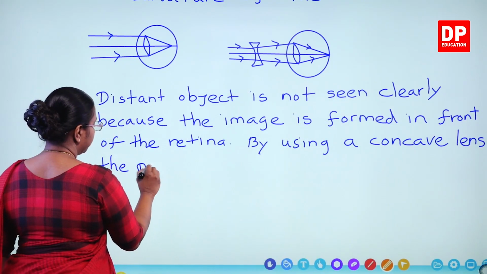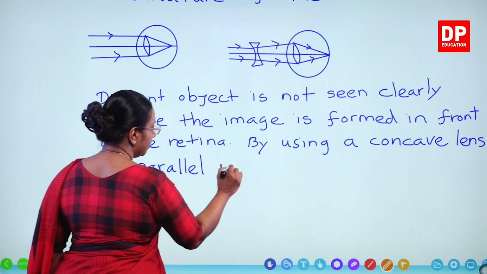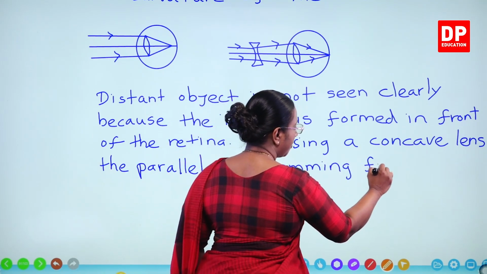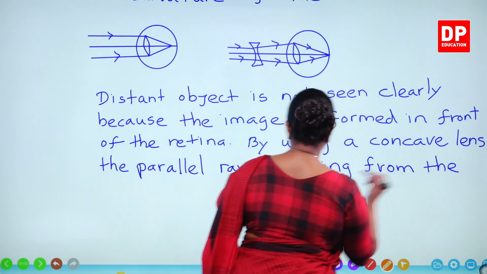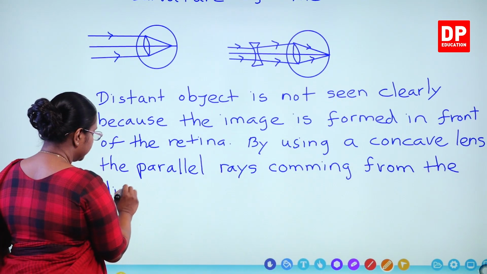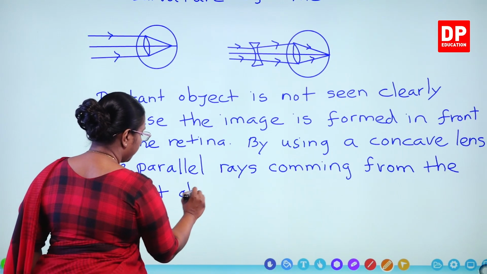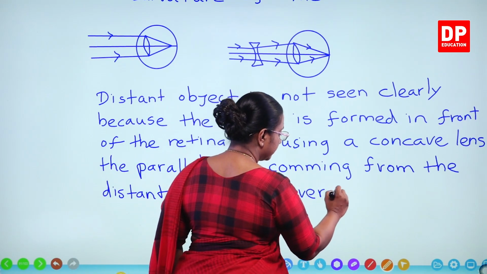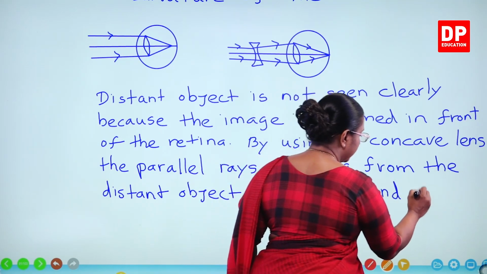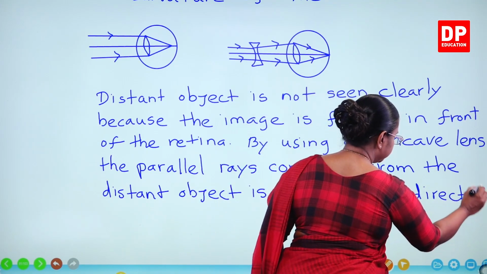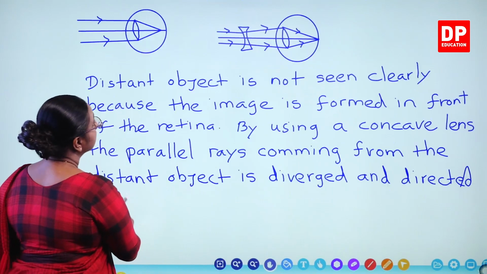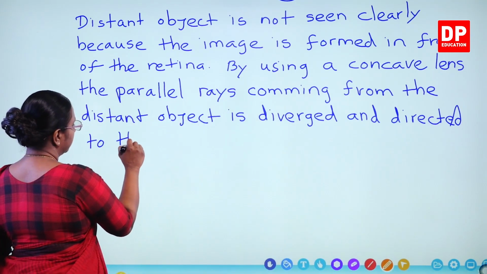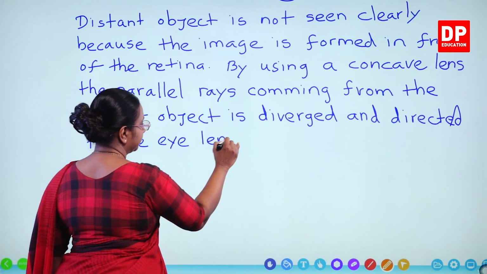the parallel rays coming from the distant object are diverged and directed to the eye lens.